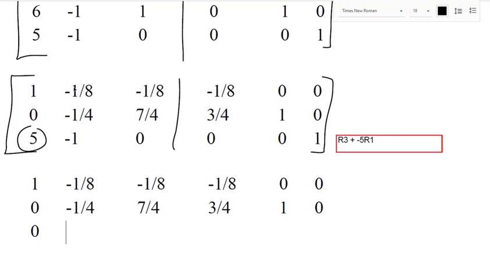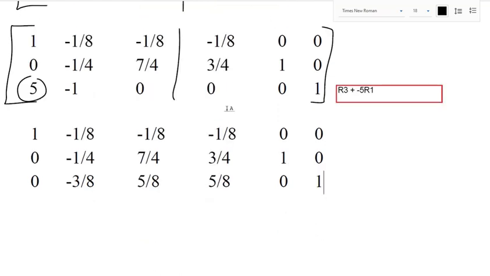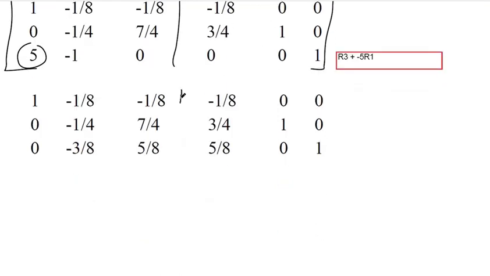Negative 5 times negative 1 eighth makes 5 eighths. 5 eighths plus negative 1 makes negative 3 eighths. And then negative 1 eighth times negative 5 makes 5 eighths. 5 eighths plus 0 makes 5 eighths. And then negative 5 times 1 eighth makes 5 eighths. 5 eighths plus 0 makes 5 eighths. So negative 5 times 0 is 0. 0 plus 0 makes 0. Negative 5 times 0 is 0. 0 plus 1 makes 1. Okay, so we're getting closer.